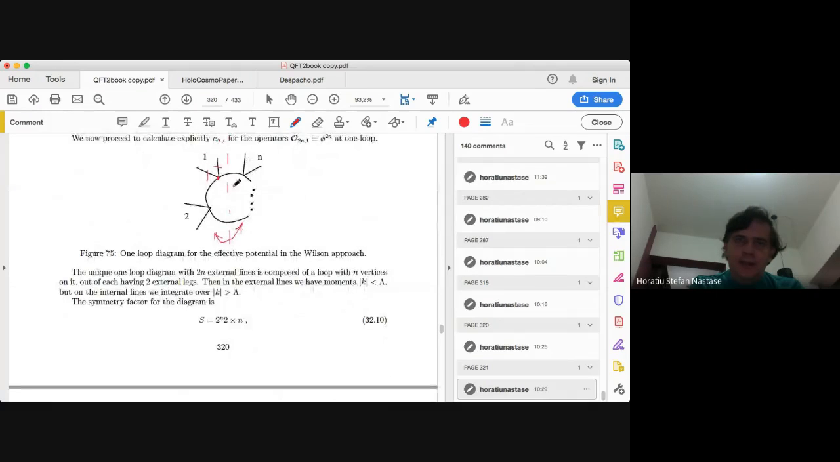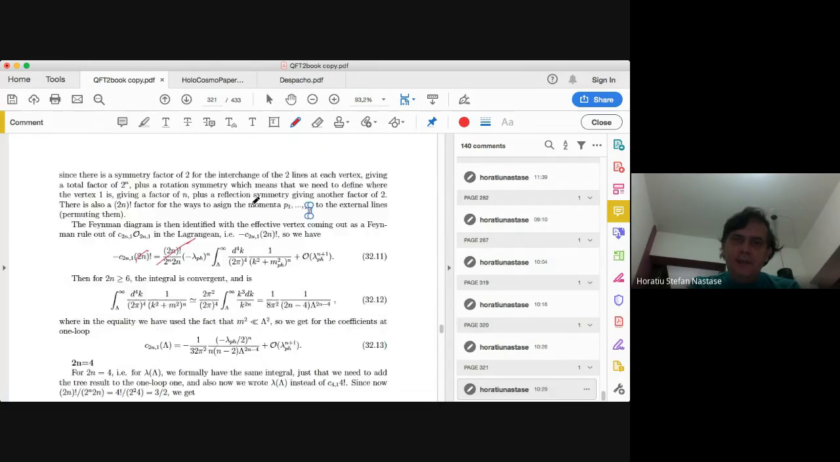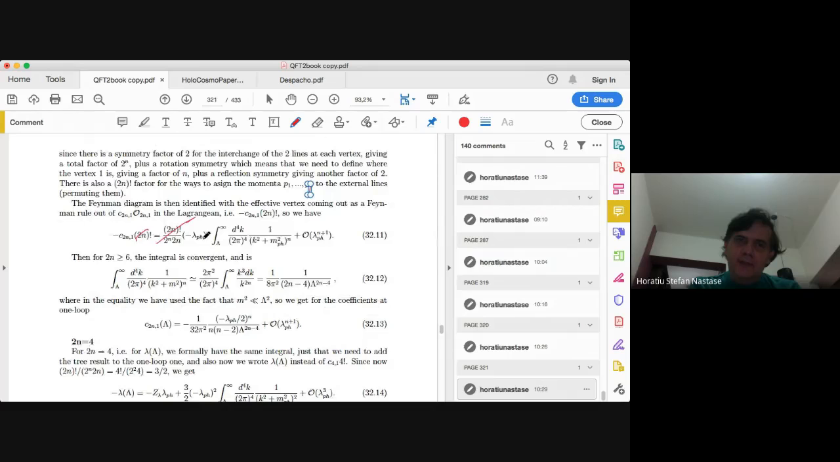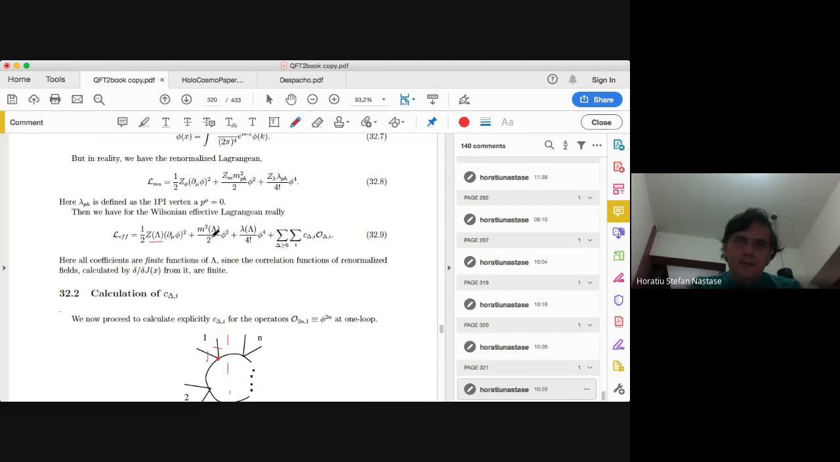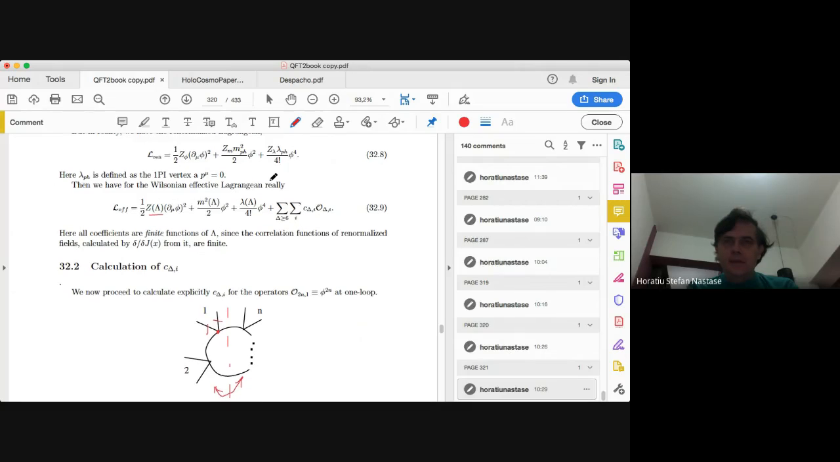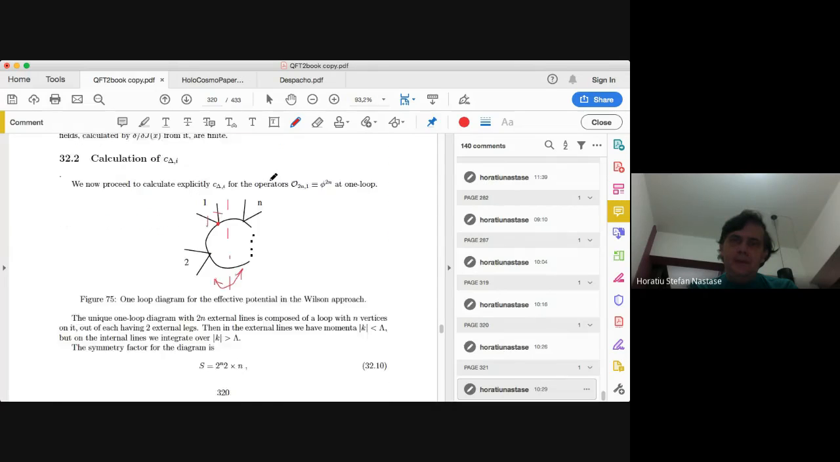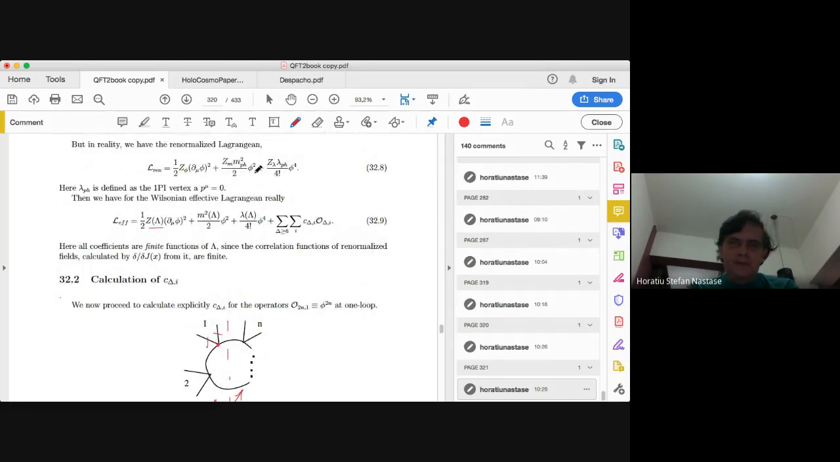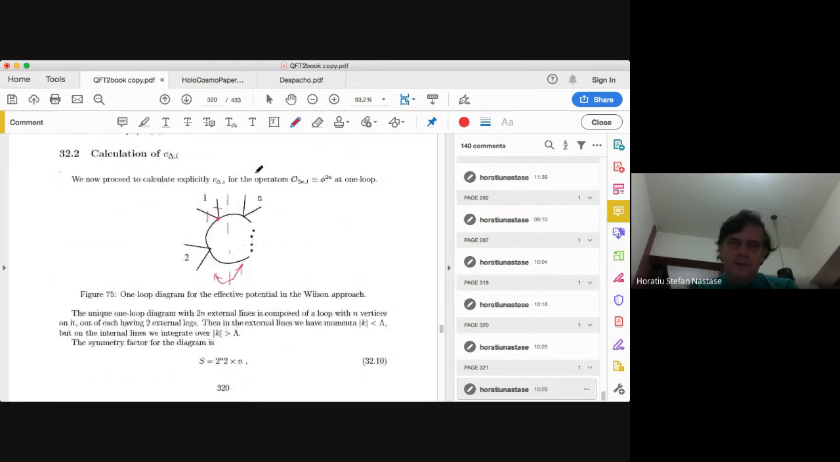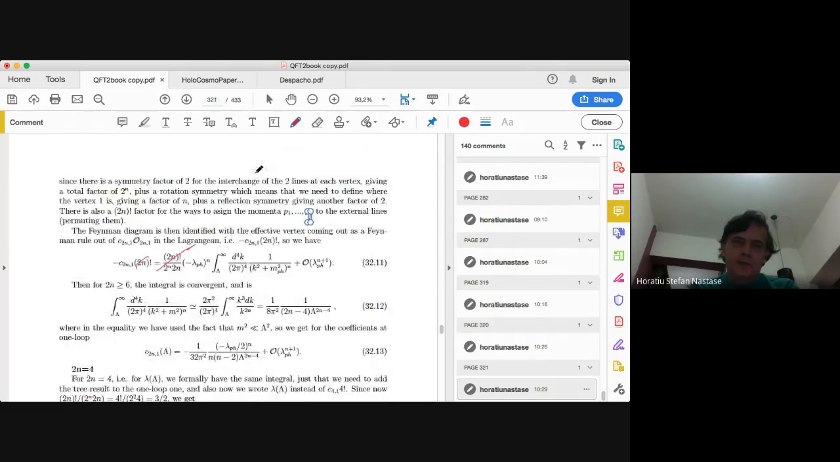This diagram has n vertices. So I have minus lambda physical to the n. Lambda physical, because that's the one that appears before considering the loop corrections.